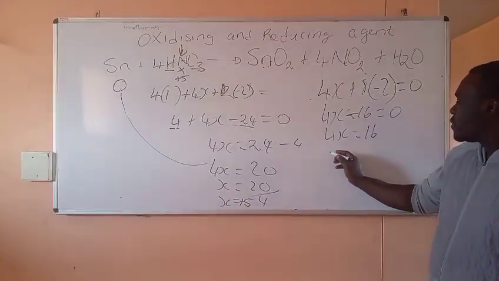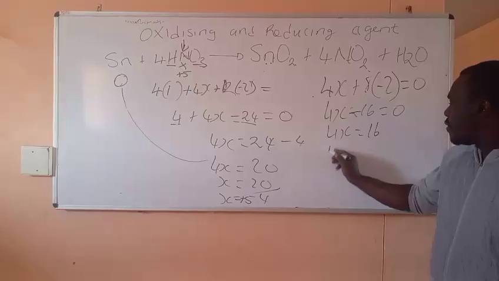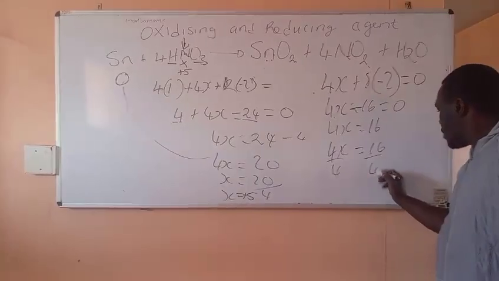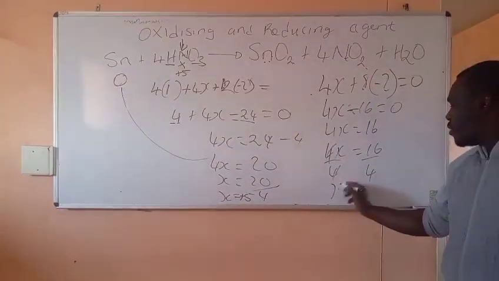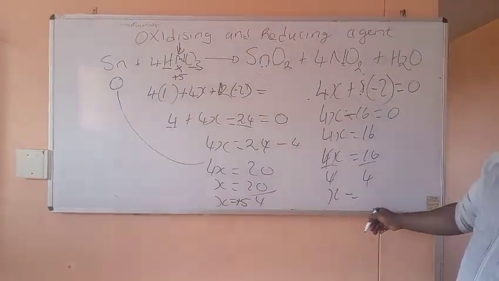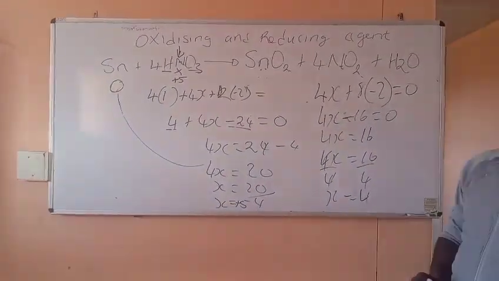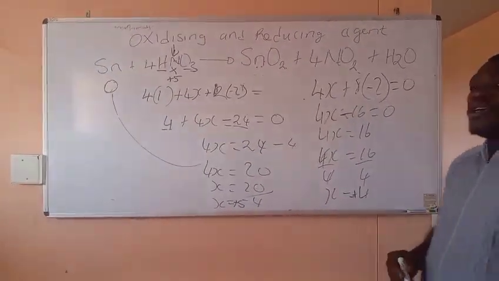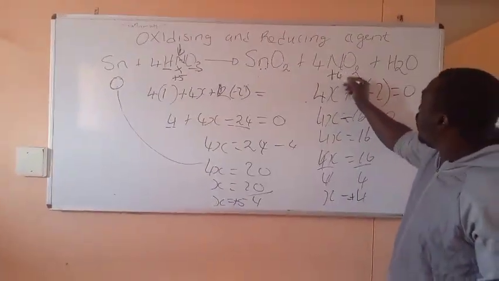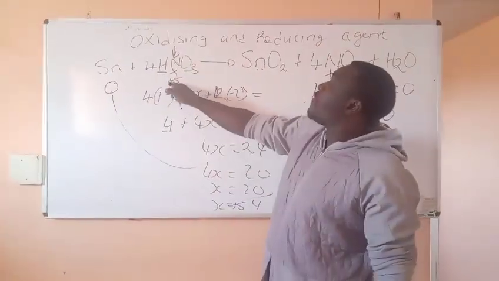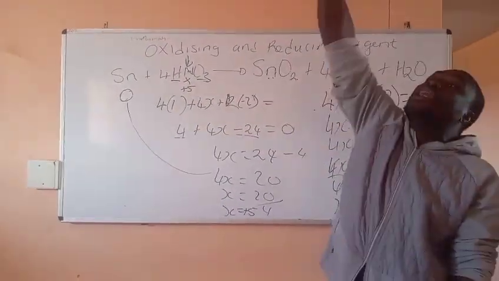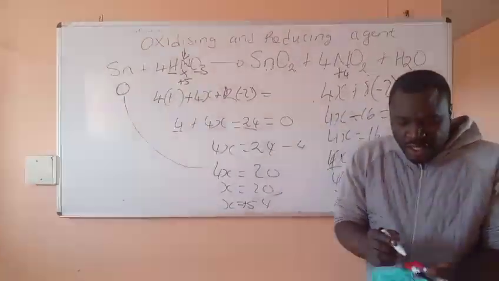Now we divide both sides by 4. X will be equal to 16 divided by 4. It's 4, right? Plus 4. So now let's look at what has happened here. The oxidation state of nitrogen here is plus 4. So nitrogen has moved from plus 5 to plus 4. It has been reduced from a bigger number to a smaller number. So it has been reduced.